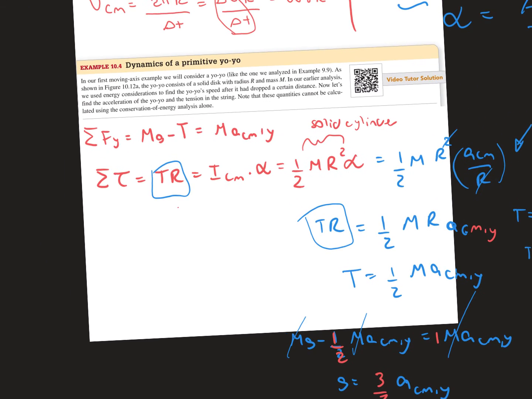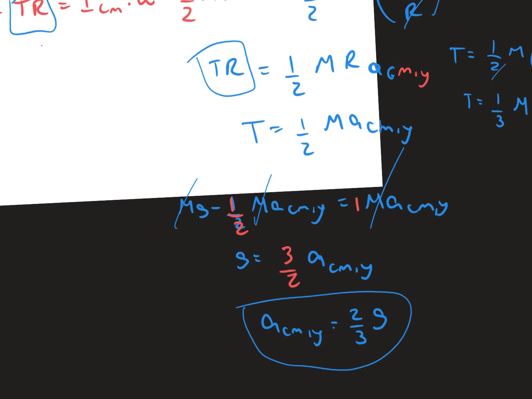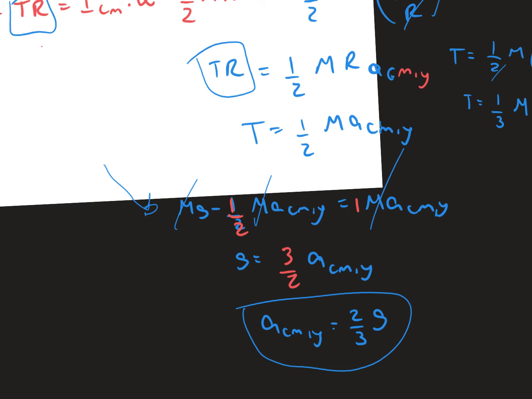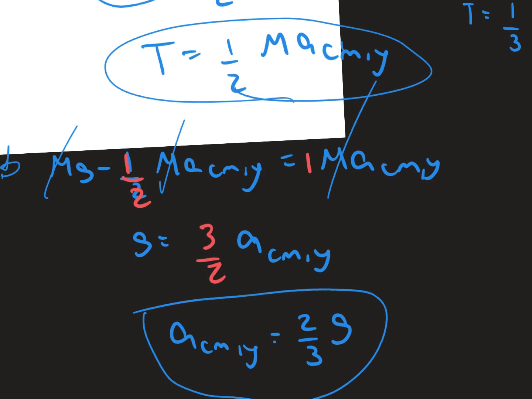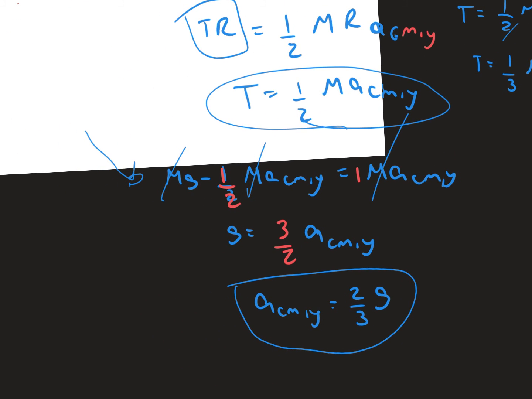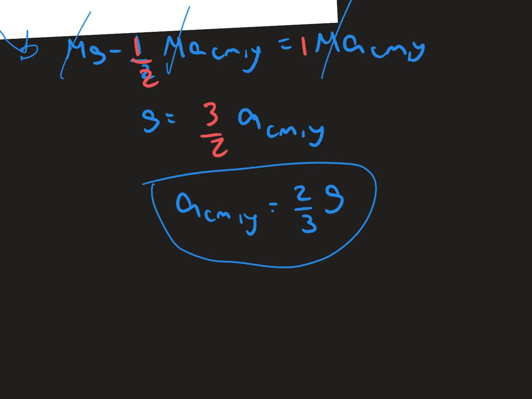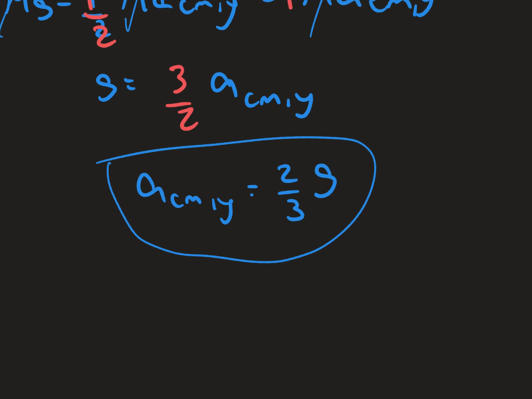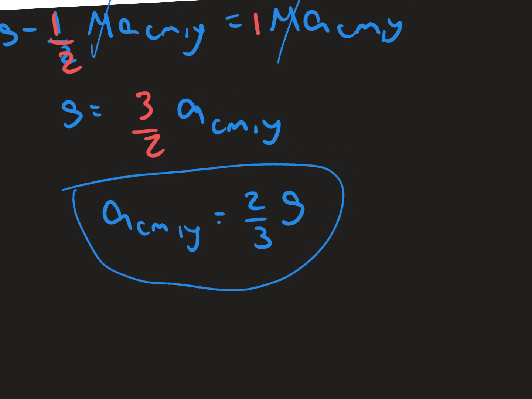As we said before, the sum of the forces in the y direction is equal to mg minus T being equal to m times the acceleration of the center mass. So we continue solving for that, and we say mg minus 1/2 m a of the center mass in the y direction, the value we just found, is equal to the m a of the center of mass in the y direction. So we cancel out the m's and we get g being equal to 3/2 times the acceleration of the center mass. So the acceleration of the center mass in the y direction should be 2/3 times g.